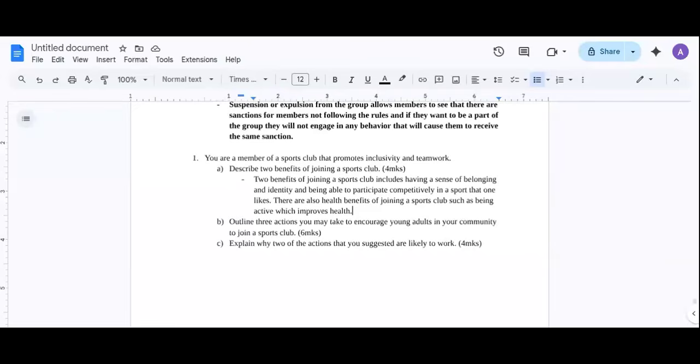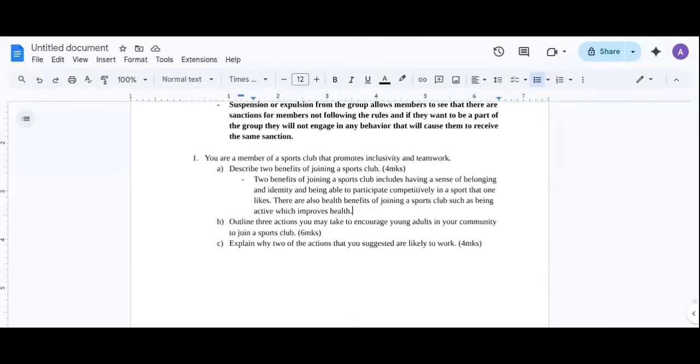You can have a campaign. Right, so that's what the question is asking. It's asking the action you're going to take to be able to reach them, to encourage them.